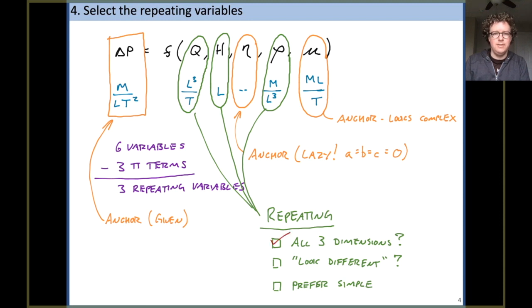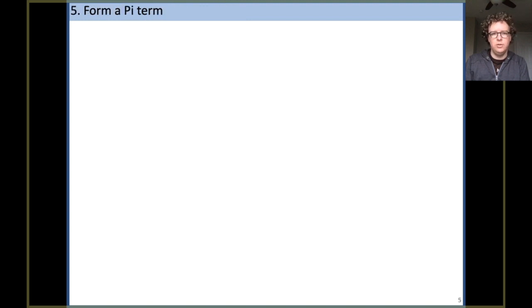That just makes the math easier in some of the future steps. So I'll argue that all 3 of those are met and we should proceed. Next step is to form a pi term.